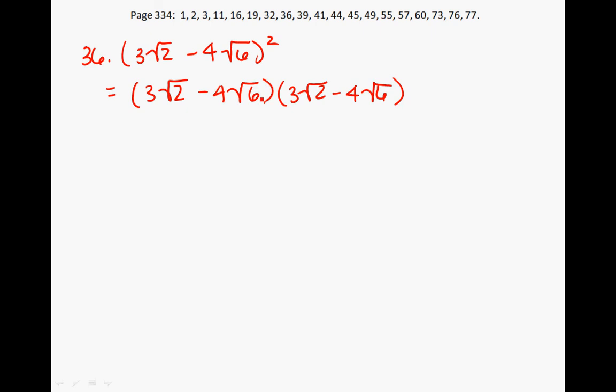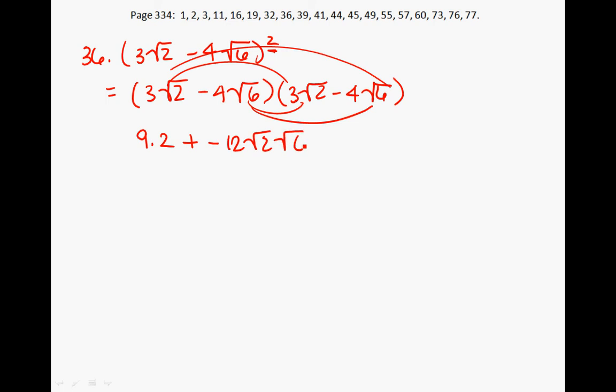Okay, so I just rewrote it twice because it was squared, so that's what it meant. And then I can distribute. So we have 3 root 2 times 3 root 2 is 9 times 2. And then plus negative 12 root 2 root 6. On the inside we have another negative 12 root 2 root 6. And then the last one is going to be plus 16 times 6.